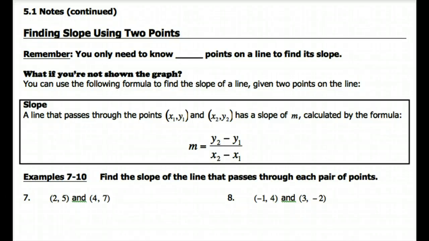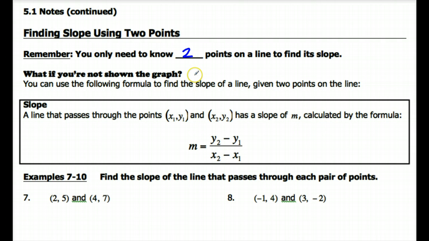This is part 2 of the video over rate of change in slope. In this second video, we're going to go ahead and talk about how to find the slope of a line without the graph, but just given 2 points on the line. So this is a fact that I want you to really drill into your head for this unit here. You only need to know 2 points on a line in order to find its slope.